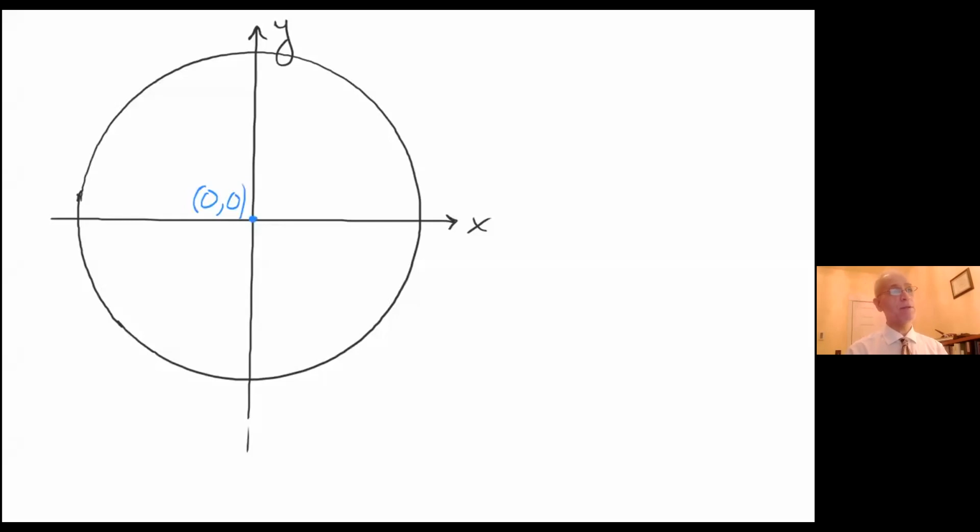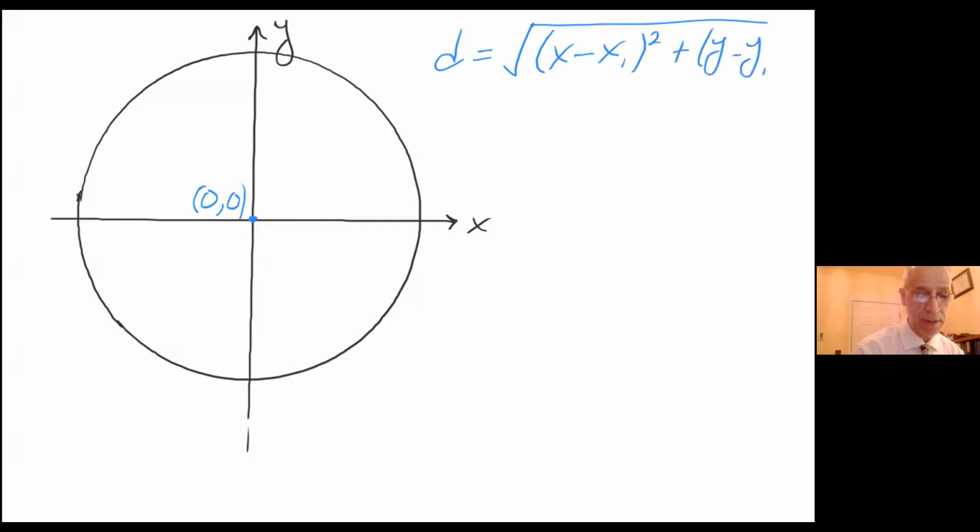Hello, in the previous video we showed that the distance between two points in plane geometry, in other words Euclidean geometry, equals the square root of (x minus x1) to the second power plus (y minus y1) to the second power. And now I want to show you that the equation of a circle is a direct result of the distance formula, which was a direct result of the Pythagorean theorem.